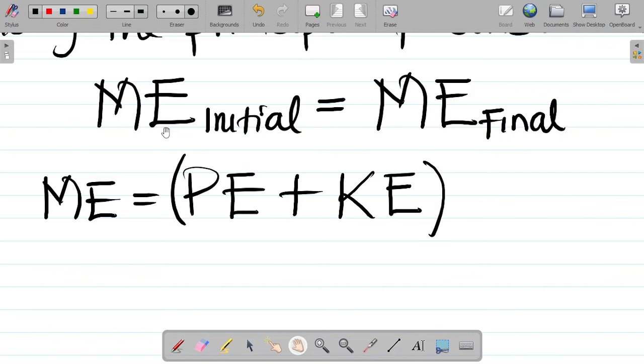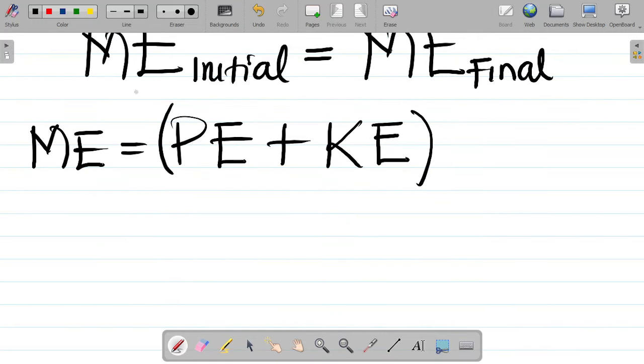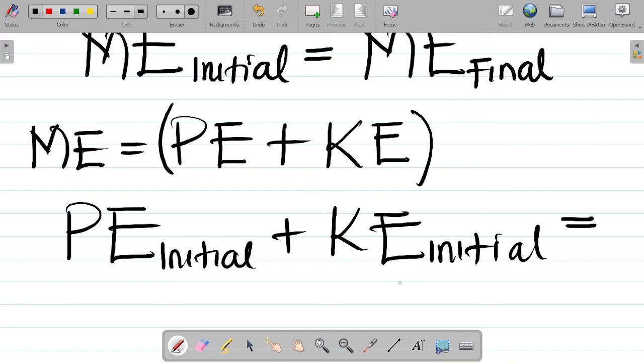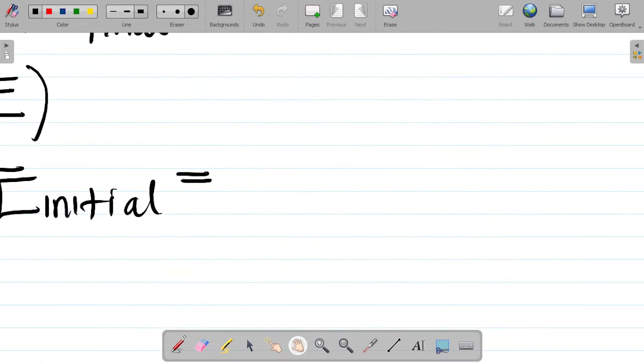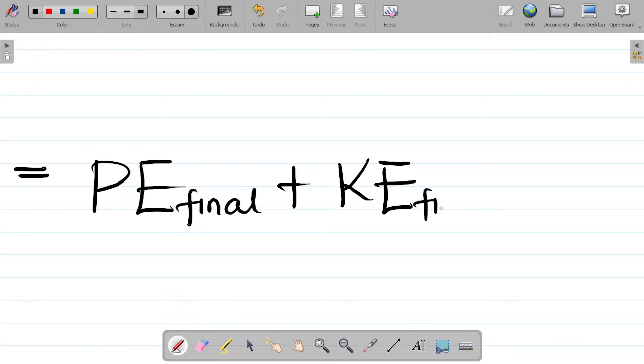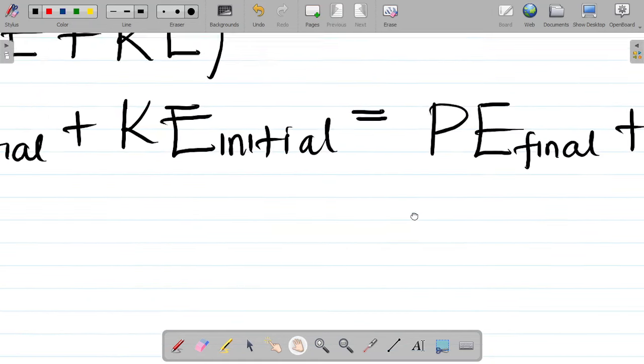So if you say initial mechanical energy, that becomes the initial potential energy, so potential energy initial, plus the kinetic energy initial, is equal to, let's go for final. So ME final becomes the same thing there. The potential energy at the final stage plus kinetic energy at the final stage. All right, let's impute values.